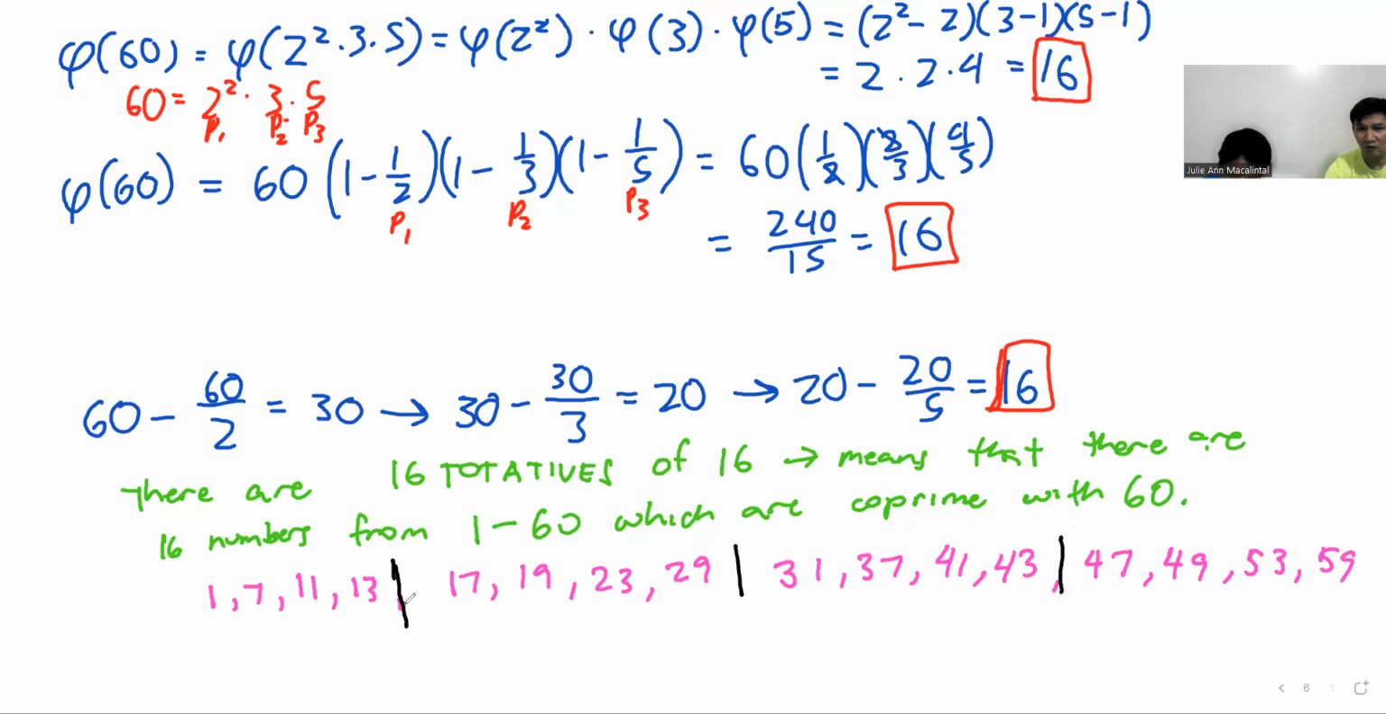So wait, I will just divide them so it's easier to count by fours. There. 4, 8, 12, 16. There are 16 co-prime numbers which you can use as your numerator over 60. You can use any of these 16 totatives as your numerator, and the fraction that you get will be in lowest terms.